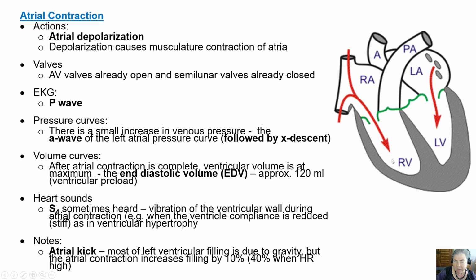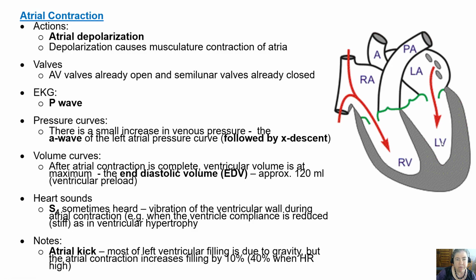But there is about a 10% contribution of atrial contraction to ventricular filling, which is important when we talk about problems like atrial fibrillation. If the atria are not functional and aren't contracting, we lose a little bit of ventricular filling, which can decrease cardiac output and be a real problem if the heartbeat is fast, which it sometimes is in atrial fibrillation.